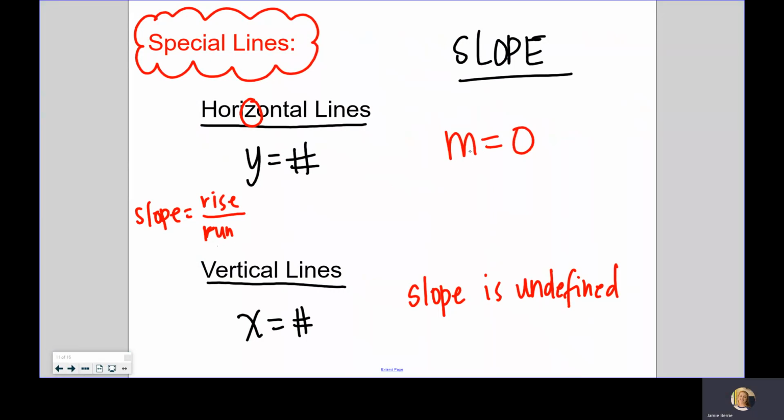So the slope is 0 for horizontal lines because it's not rising at all. If it's a horizontal line, it's just flat. There's no rise. So the rise is 0. So it's 0 divided by whatever the run is. 0 divided by any number would be 0.